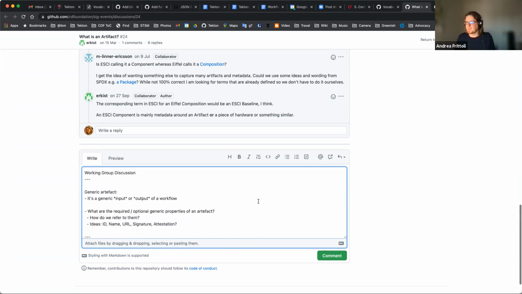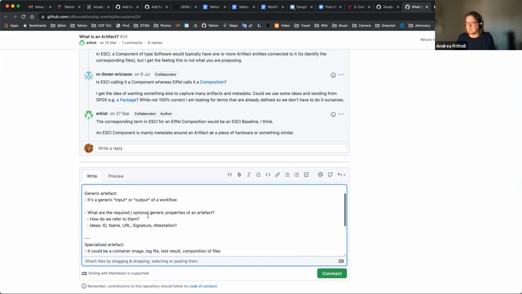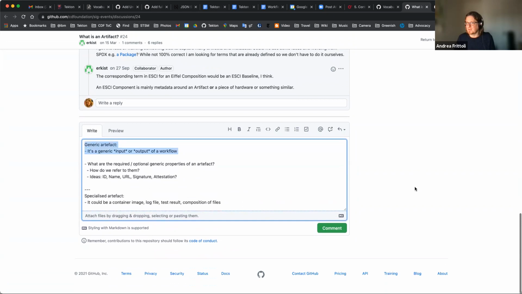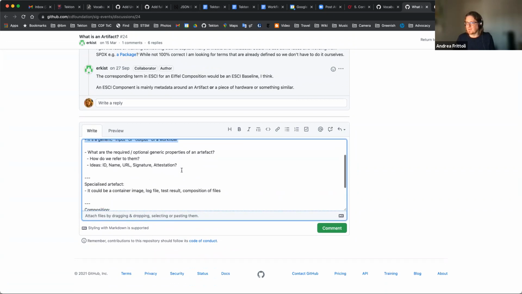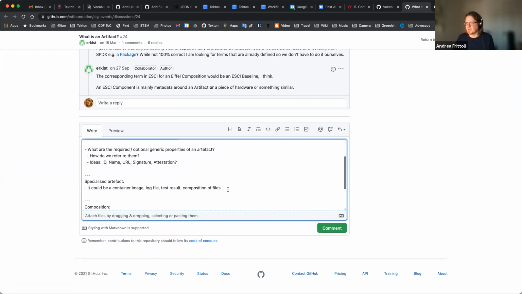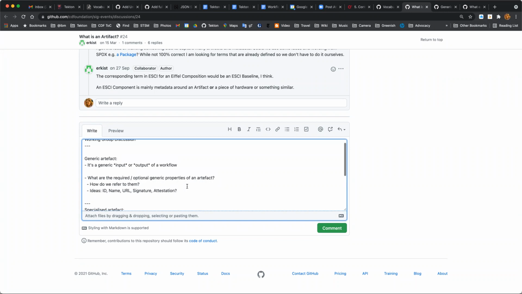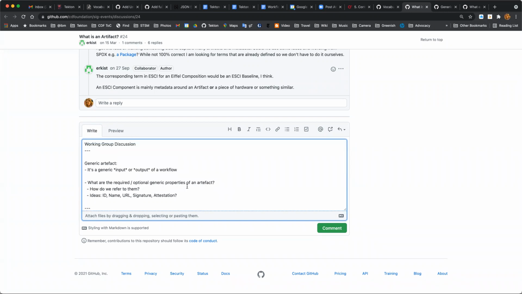So just trying to summarize, do we agree at least on having this generic artifact and specialized artifact structure? One thing that Emil mentioned in the beginning, which I agree with, is we shouldn't refer to source code as artifacts. I'm not sure exactly how to capture that in a good way, but I agree with it.